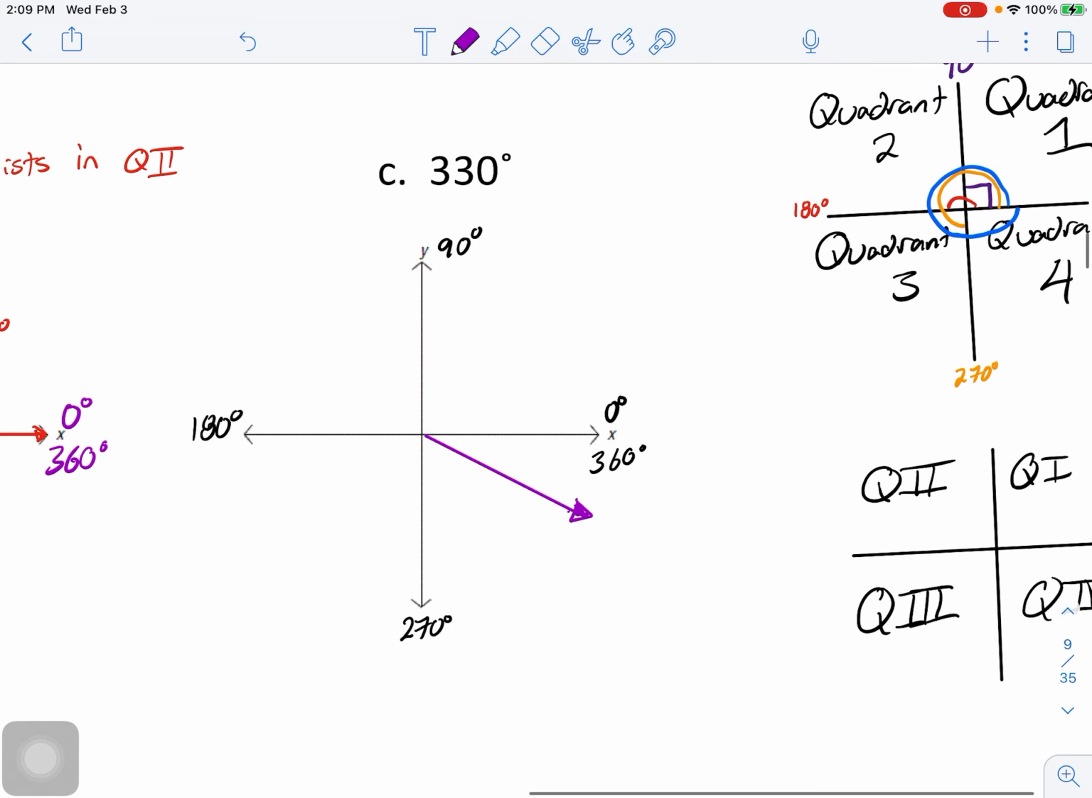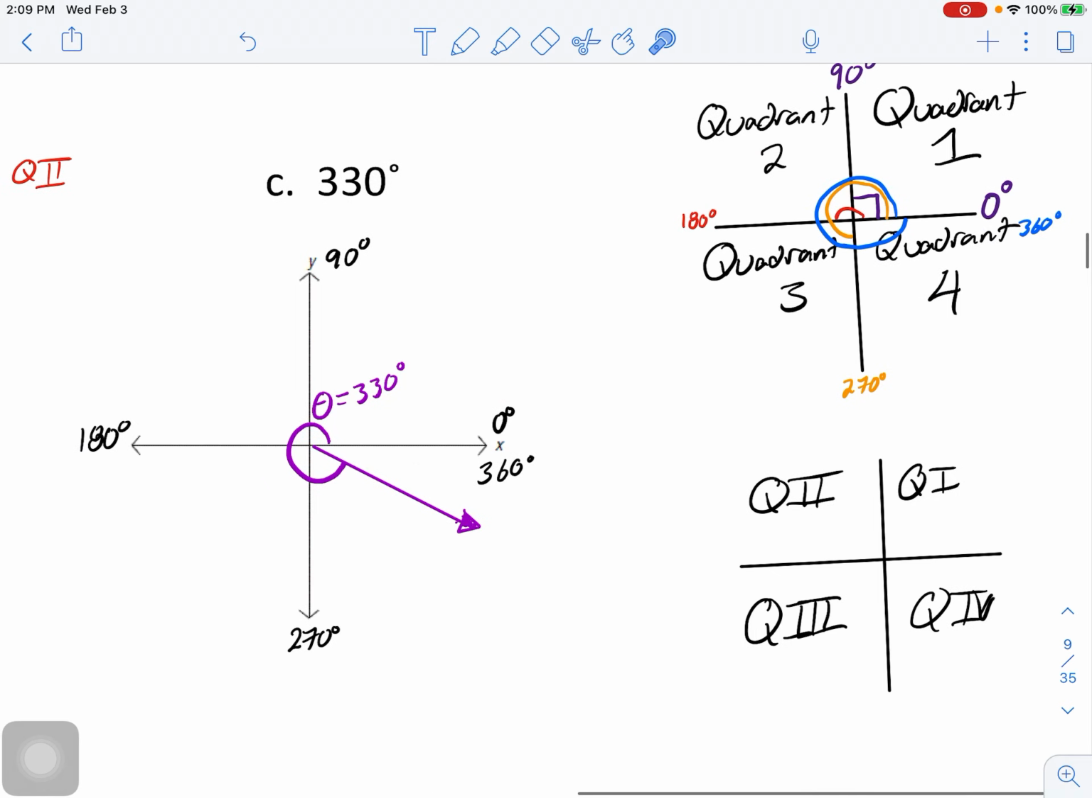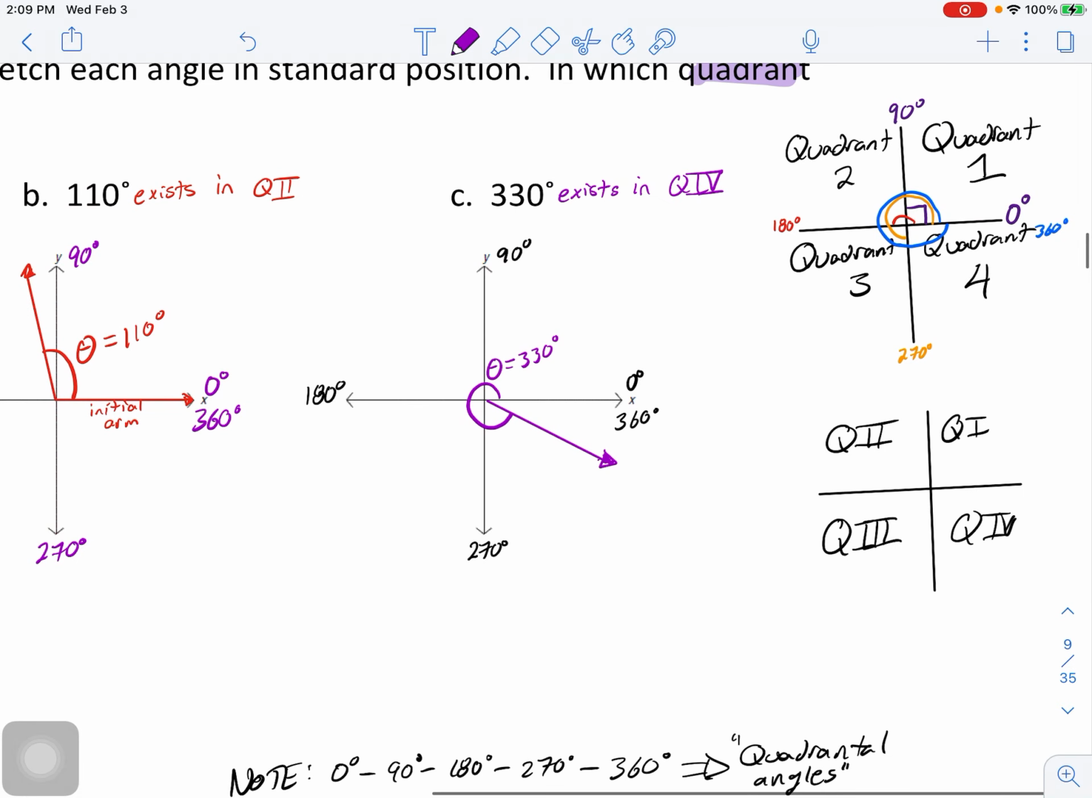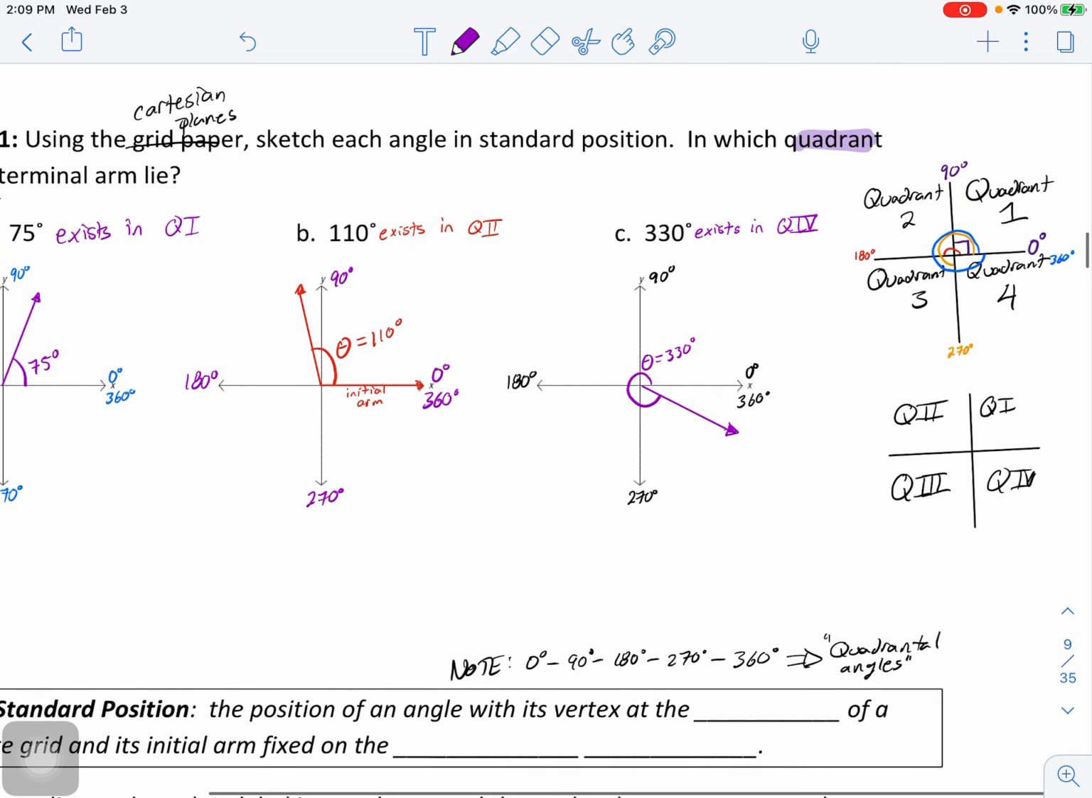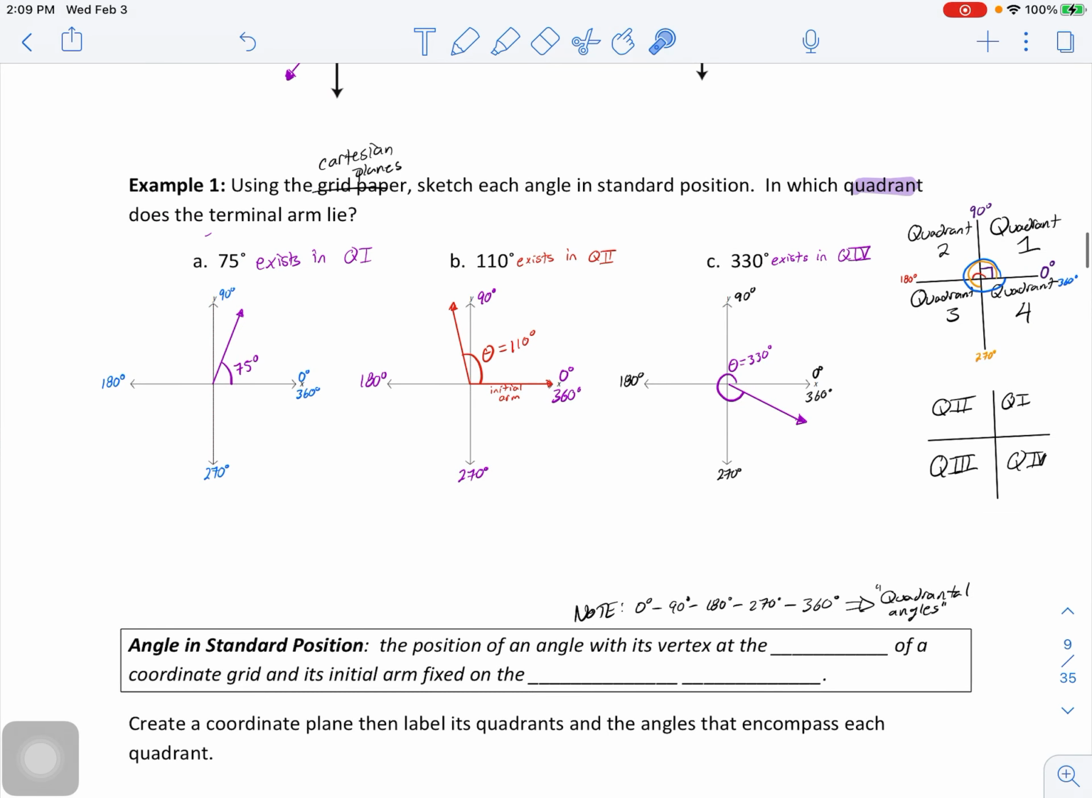So now at this point, we have our angle, our standard angle, which is measured from the positive x-axis, going all the way around counterclockwise. And this angle here is 330 degrees. Now ask yourself, which quadrant does this live in? It lives in 4. So here we exist in quadrant 4. Okay. So that's some really good stuff to know. It's just simply putting out your standard positions, okay?